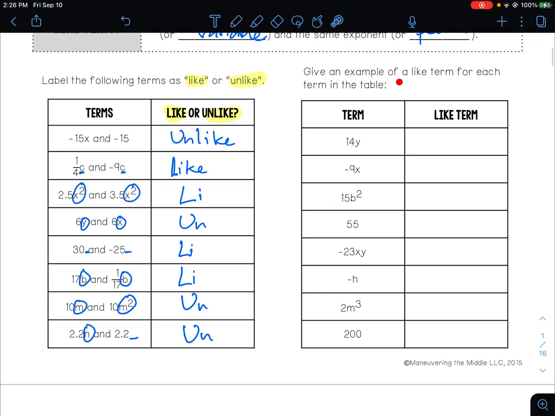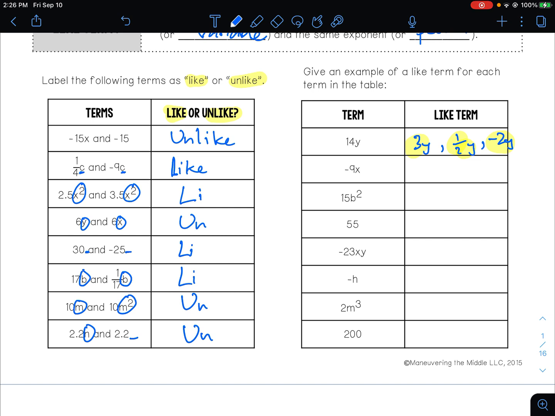So give an example of a like term for each term in the table. So 14y, what's a like term that goes with 14y? Well, you could say, how about 3y? How about 1/2 y? How about, I don't know, negative 2y? Those would all work. You don't have to write all of them. You just need one of them. And the key is that it needs to have a y.